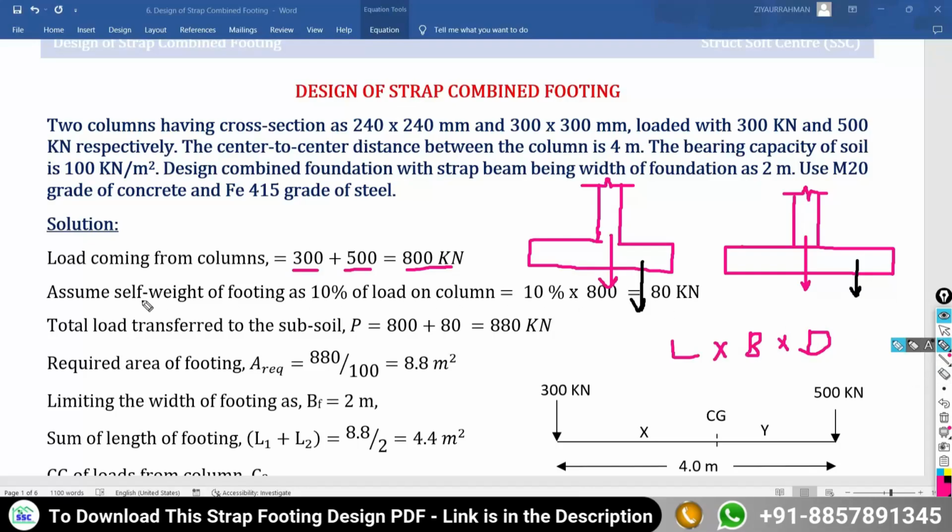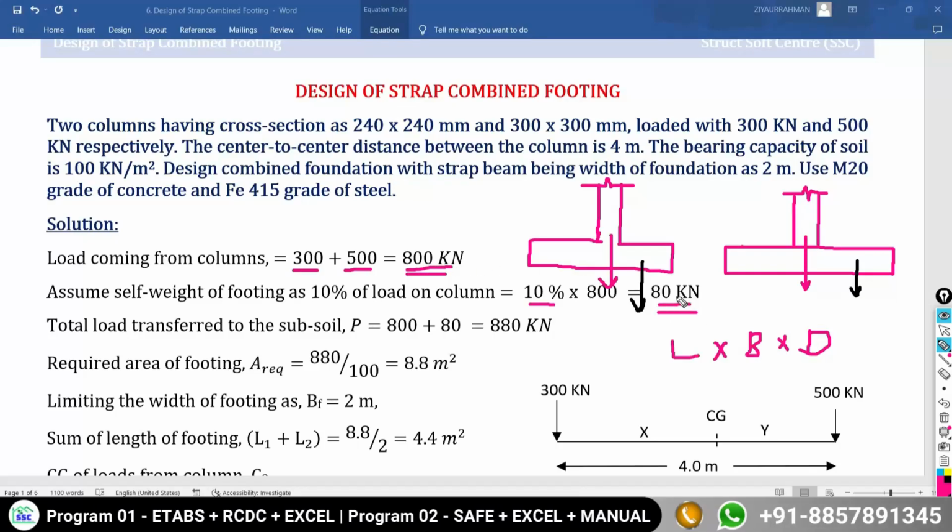So the assumption I am going to take here to find out the self weight of the foundation is 10% of the load coming from both of the columns. So self weight of the foundation will be 10% of the load coming from both of the columns. It is going to become 80 kilonewton. If we add this 800 plus 80, this is actually the load which is going to be transferred to your subsoil. From foundation to subsoil, the total load transferred is 880 kilonewton.